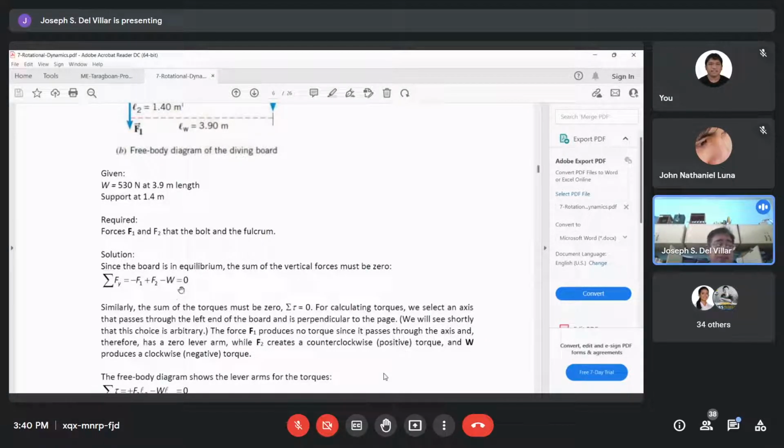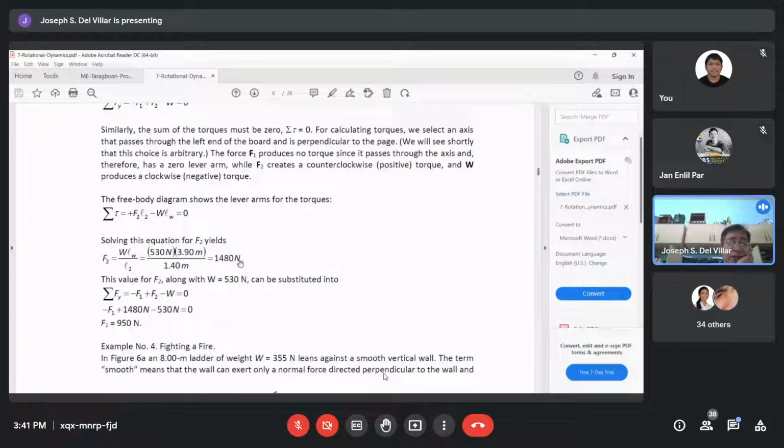So F2 is equal to 530 plus F1. And what is F1? Dagdagan nyo lang ng 530. Kasi F2 is equal to 530. 1476. How much? 1,000? 1,476.43 po. Okay, 1,476. So 1.48 kilonewton. Okay? Kasi lumagpas na siya ng 1,000, so we can already use kilo, di ba? Okay, so that's correct.